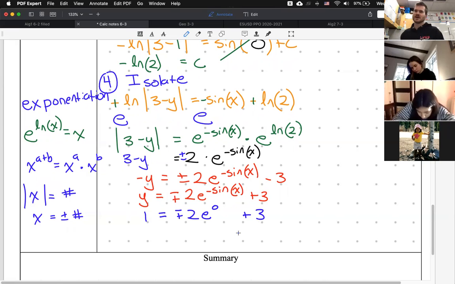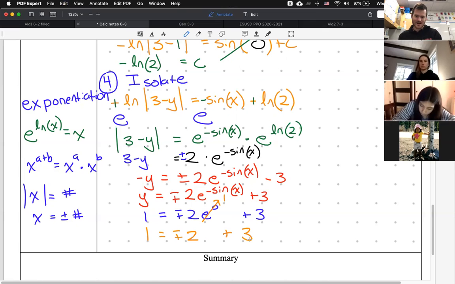Anything to the power of 0, you guys will all hold up the number of fingers. Is it 0 or is it 1? Anything to the power of 0, it's 1. Good, yeah. So this e to the power of 0, we can cross this guy off and say that's really 1. So 1 is equal to minus or plus 1 plus 3. And clearly we have messed up somewhere. Oh wait, why am I saying 1? 2. 2 times 1 is 2, not 1, Mr. Sindel. Good job. I should have paused and let you guys catch it for the extra credit.